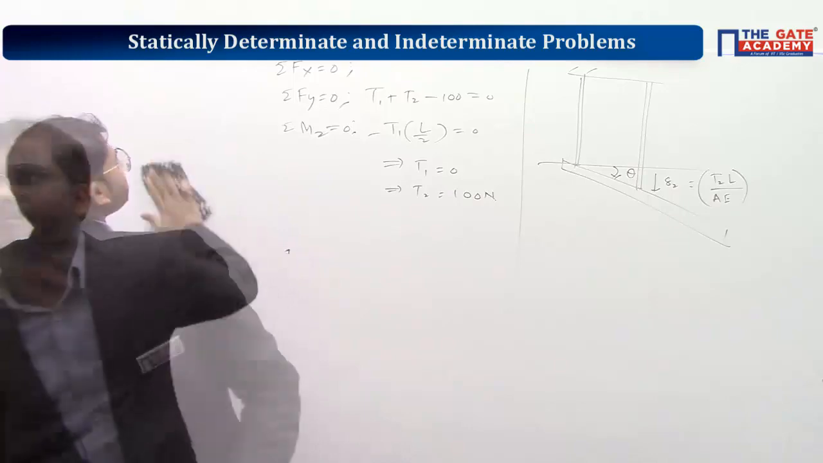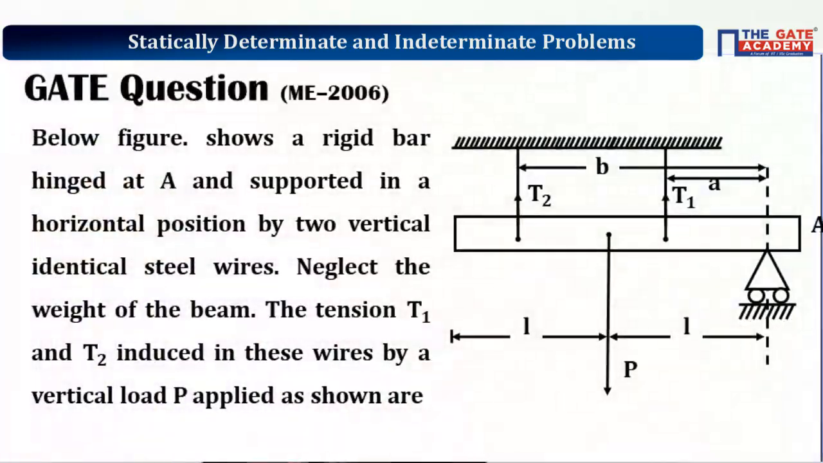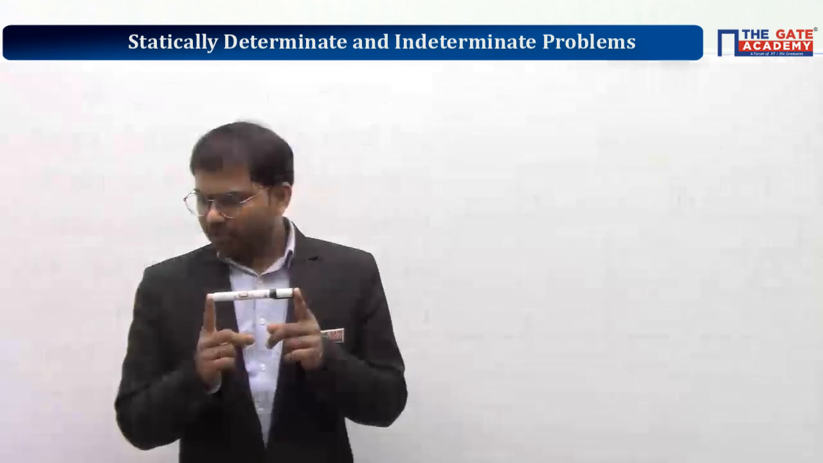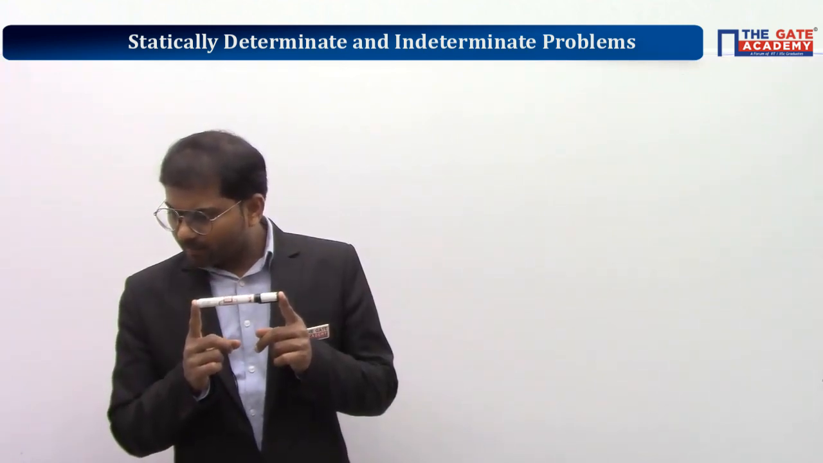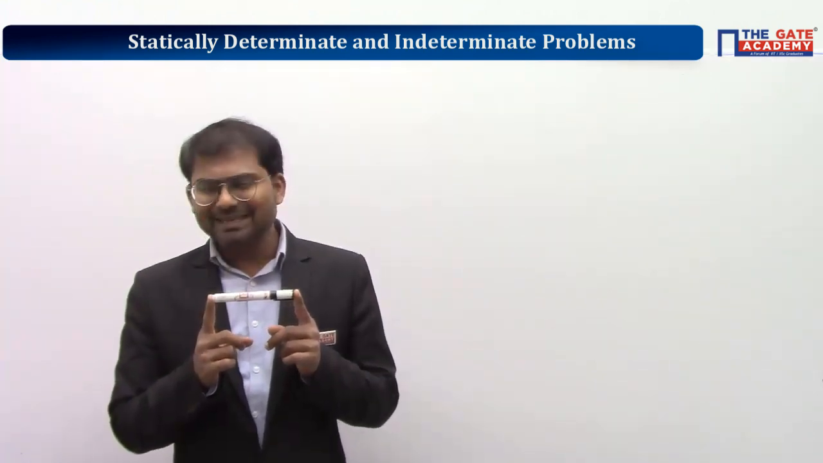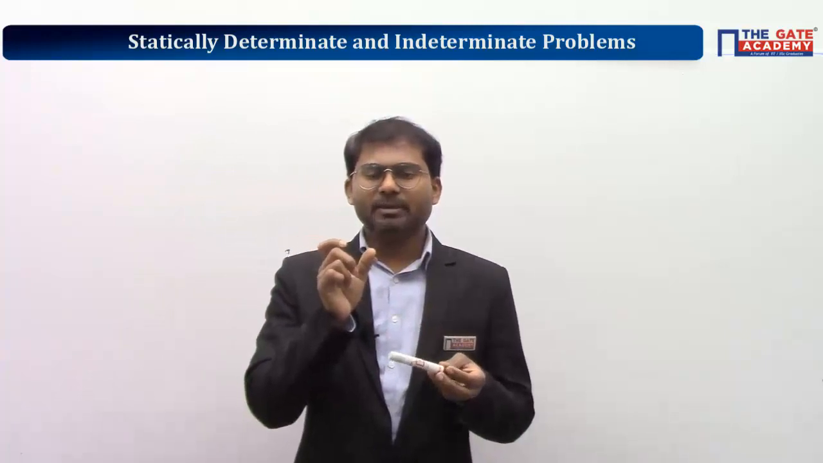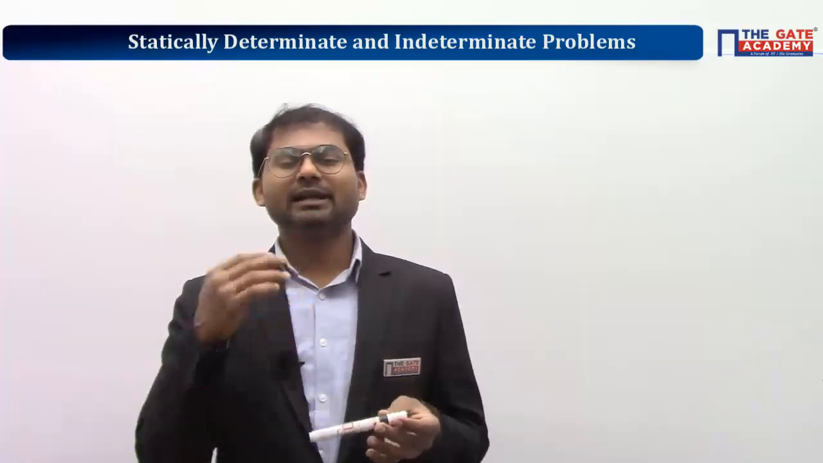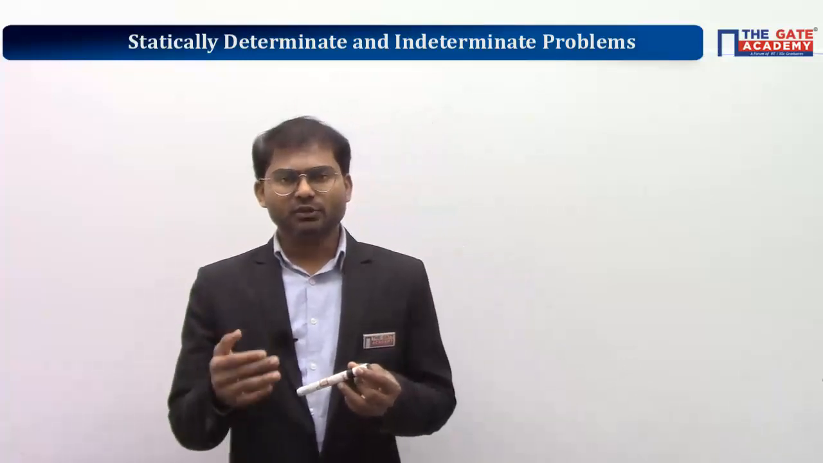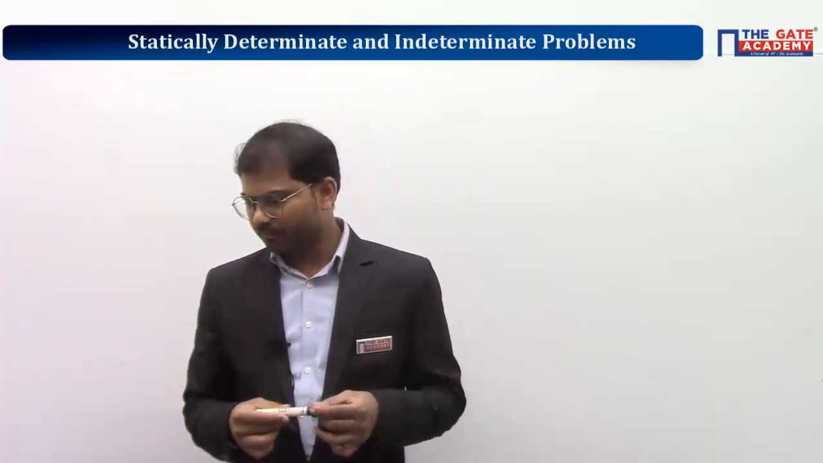I'm rubbing the board. I hope it's clear. So in this one, if you see, it is given that the bar is rigid, hinged at point A and supported in horizontal position by two vertical identical steel wires. So what they're saying is that before application of load, the bar is horizontal. They used the material as steel, so they are indirectly telling that they are extensible strings. Because we don't have a rigid material, every material will undergo some elongation.